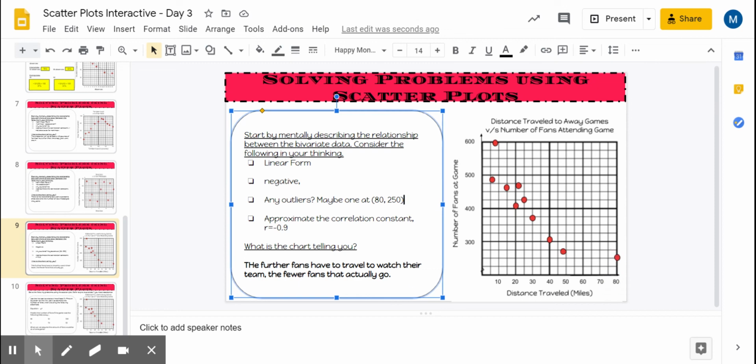Okay, and approximate the correlation constant. Looks to me about close to a good line, but not perfect. So I gave it a negative 0.9. And the chart was telling me that the further that people had to travel to watch their home team, the fewer fans that went.